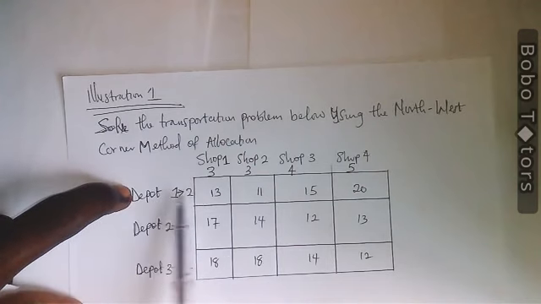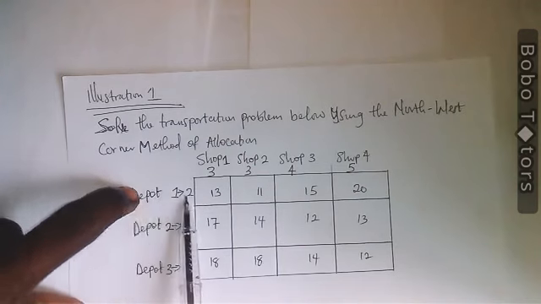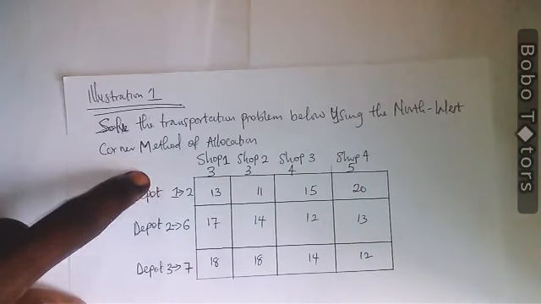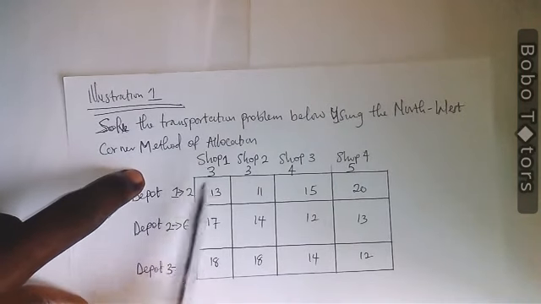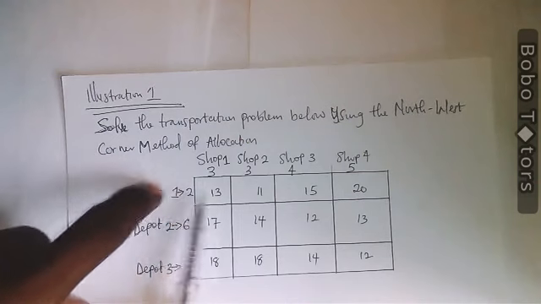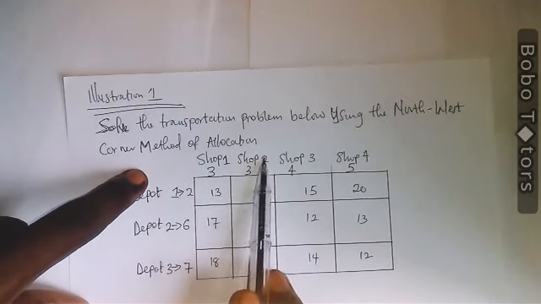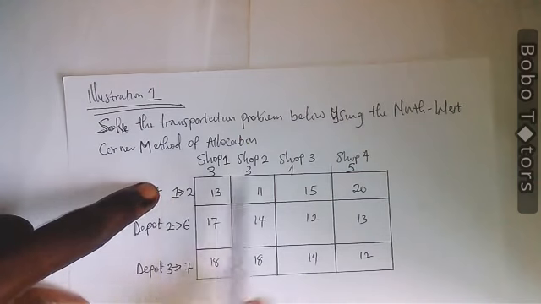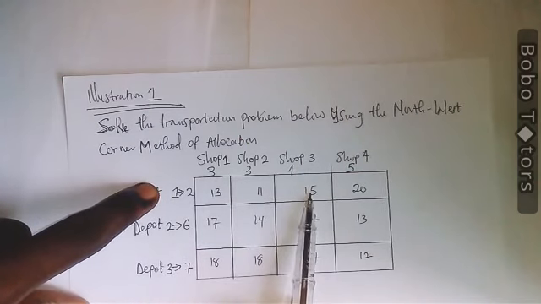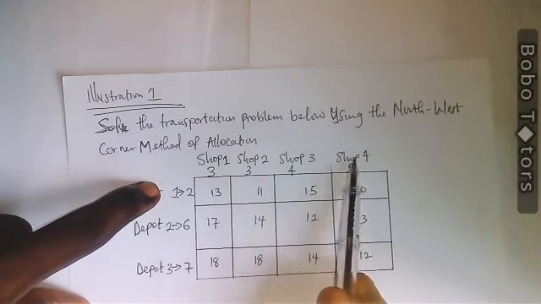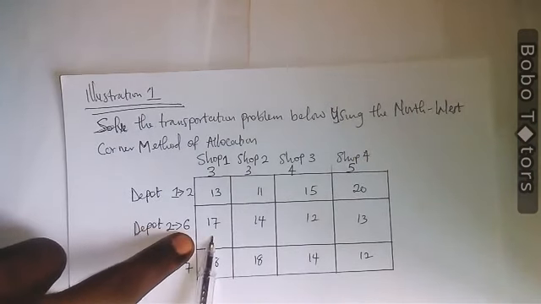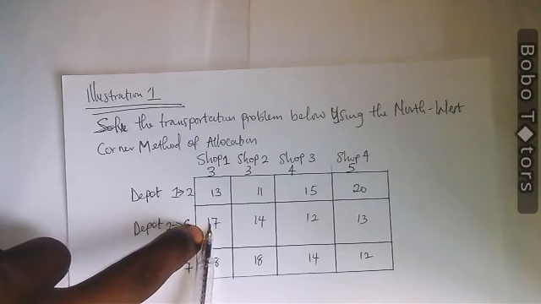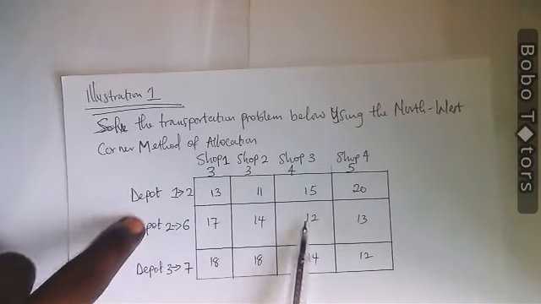Now look at this. The implication of this is that depot 1 can transfer goods to shop 1 at 13 naira. Depot 1 can also transfer goods to shop 2 at 11 naira. Depot 1 can transfer goods to shop 3 at 15 naira, and to shop 4 at 20 naira. The same thing goes for depot 2. Depot 2 can transfer to shop 1 at 17 naira, to shop 2 at 14, and so on.